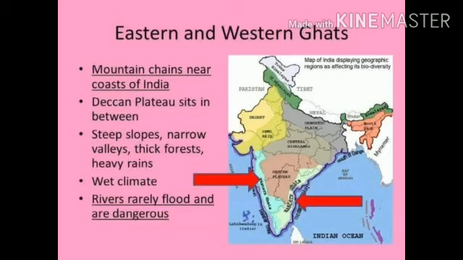Students, do you know the Nilgiri Hills in Tamil Nadu lie at the junction of the Eastern and Western Ghats? Students, name the highest peak of the Western Ghats. Yes, the Anaimudi with the height of 2695 meters is the highest peak of the Western Ghats.